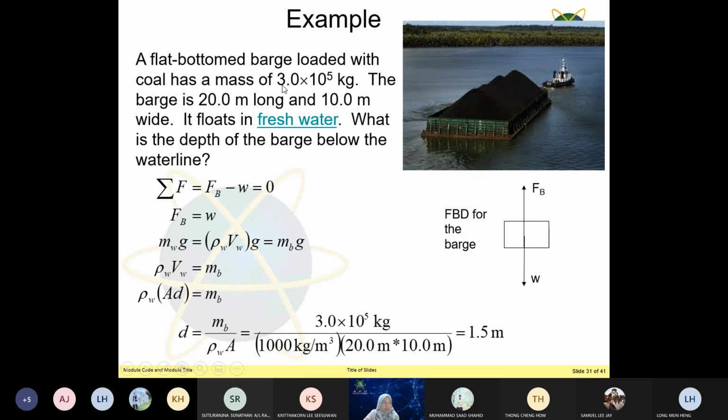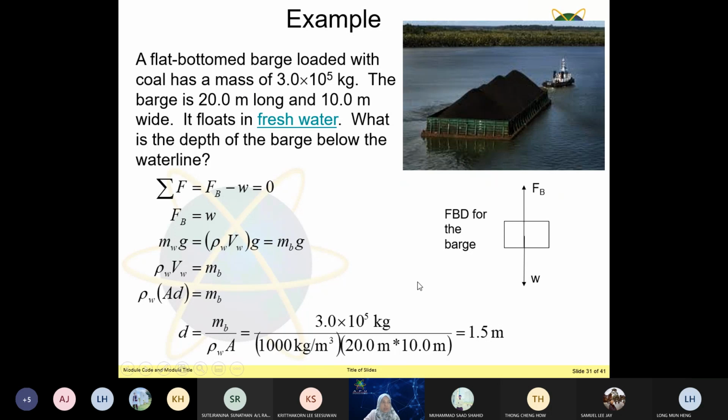So m is given here. Mass is 3 times 10 to the power of 5. And then rho. Rho is not given in the question. So fresh water, you must refer to the table. And then you will know the density is 1000 kilogram per meter cube. Okay. Then multiply with A.